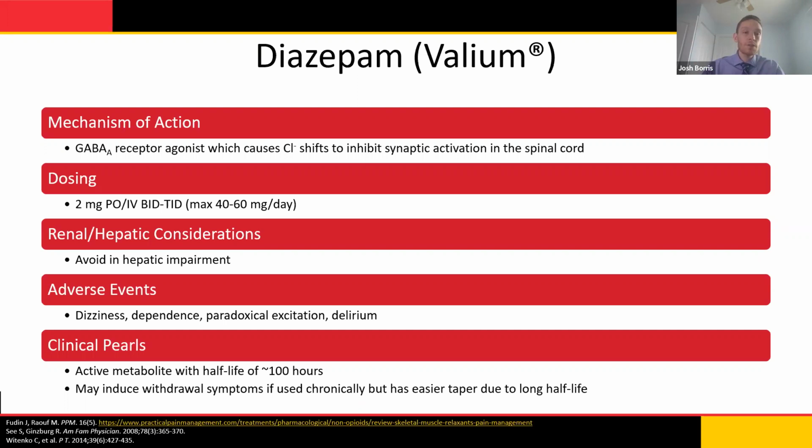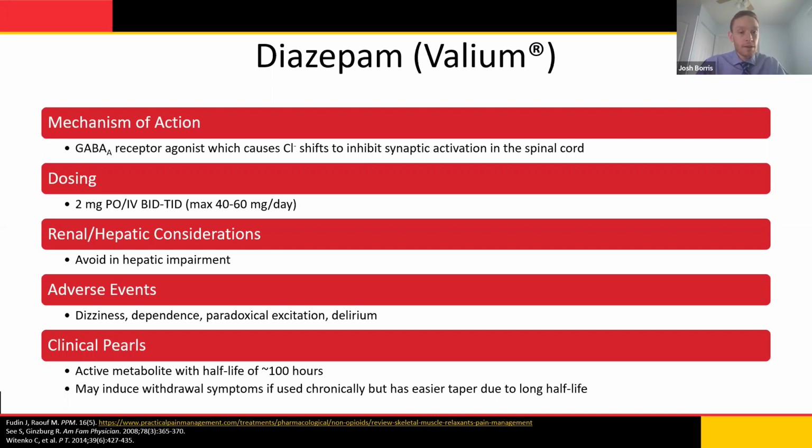For dosing, usually start on the lower end with diazepam unless patients already have a tolerance to benzodiazepines. What I usually recommend is 2 milligrams by mouth or IV about twice a day to 3 times a day. They say you can go up to a max of 40 to 60 milligrams per day, but that's on the very high end, for patients having a lot of muscle spasms that are completely refractory to these lower doses of diazepam or even other agents.